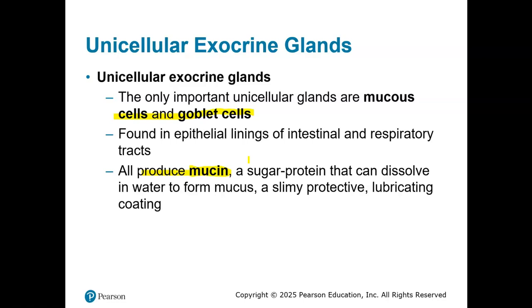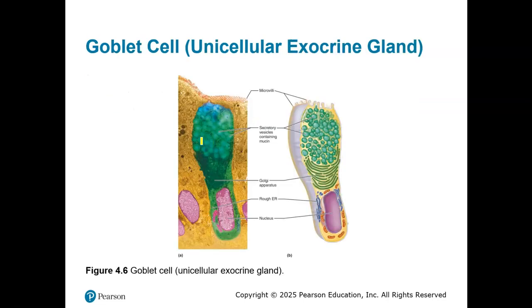I mean, you could digest yourself. That's what happens when you have stomach ulcers: the enzymes in the stomach were actually breaking down and digesting the tissue that forms your stomach. So anyway, the mucin that mixes with water, the mucus, actually protects the lining of the stomach. And the cells that produce that are called goblet cells.